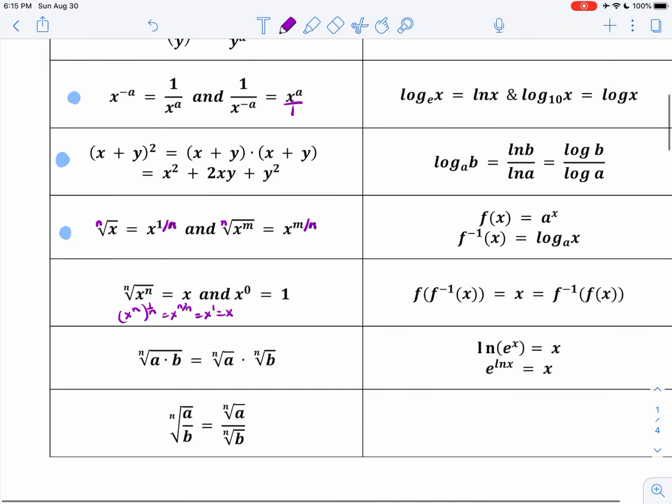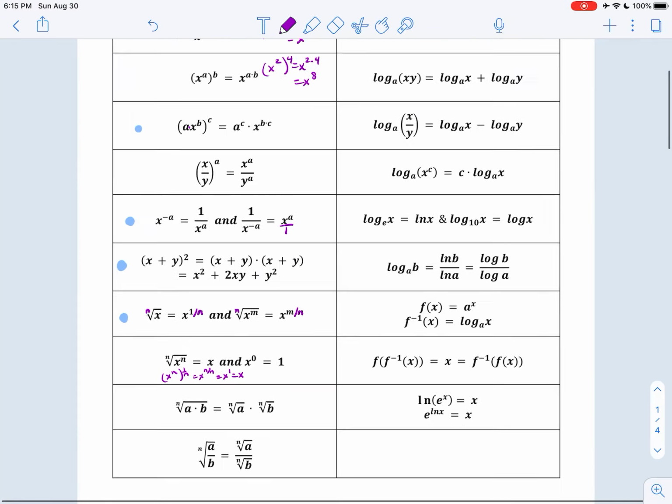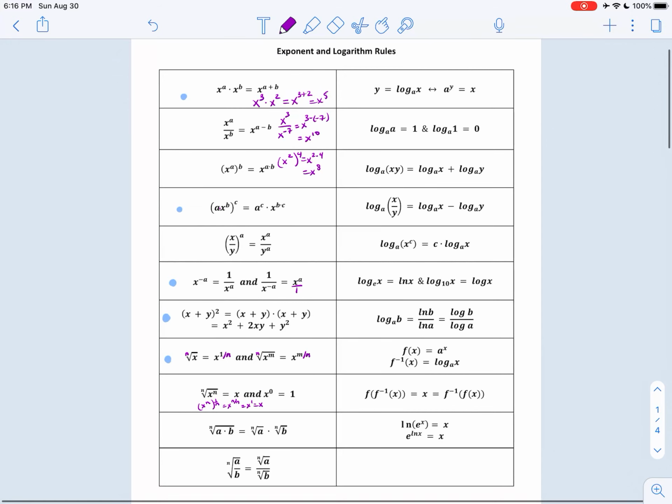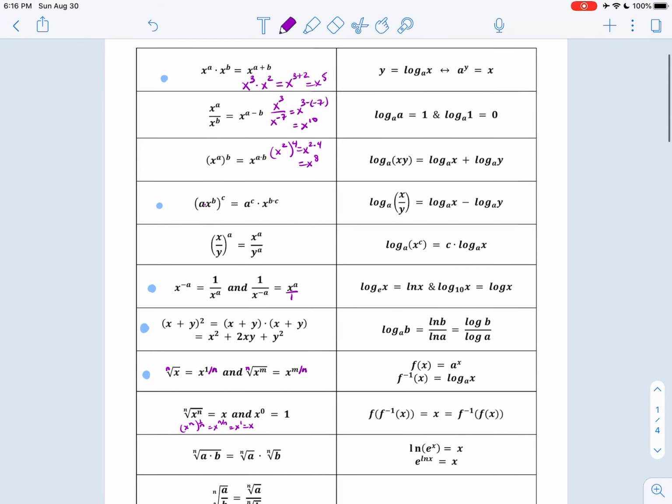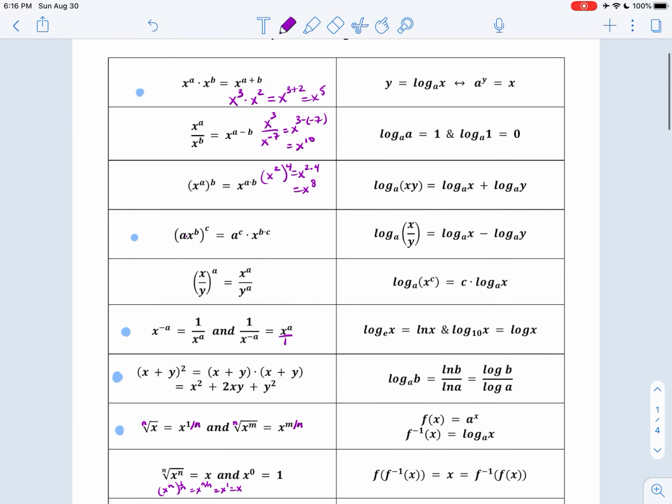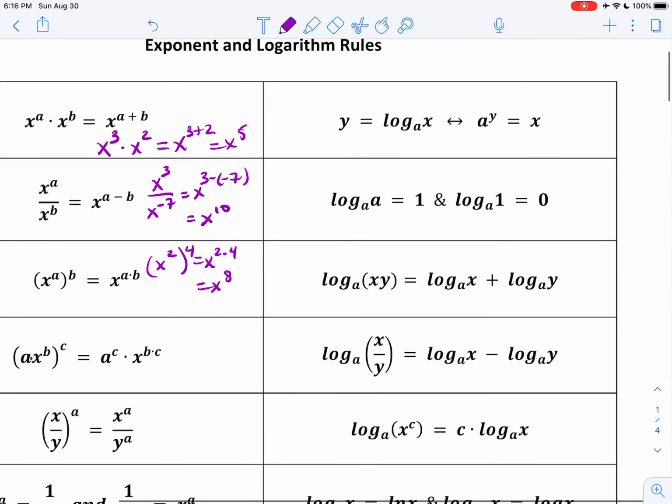These are rules that you should commit to memory and be comfortable using within simplification of algebraic expressions. Now over on the left-hand side, we have some logarithmic rules, and below, after this, I will go over some logarithm and exponential graphs and things. But our log rules are on the right-hand side in this column, and we'll begin with the top.